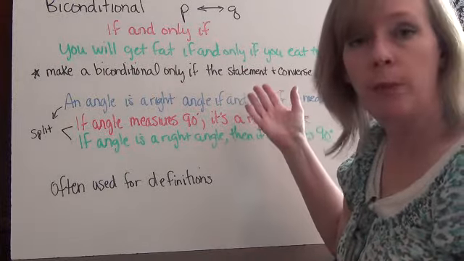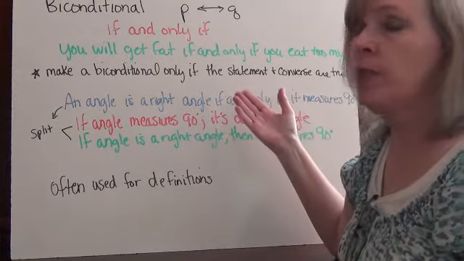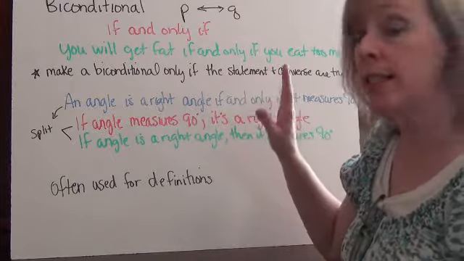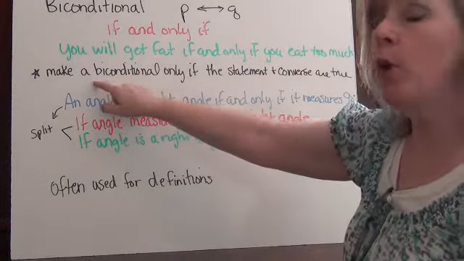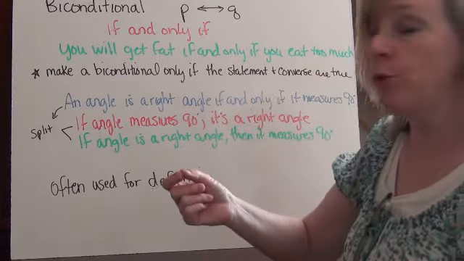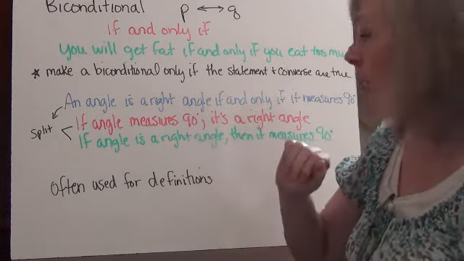There's many different reasons people can get fat, and many different things that can happen if you eat too much. However, I just used it as an example. Normally, we're only going to make a biconditional if the statement and its converse are true. Okay? So here's a better example.